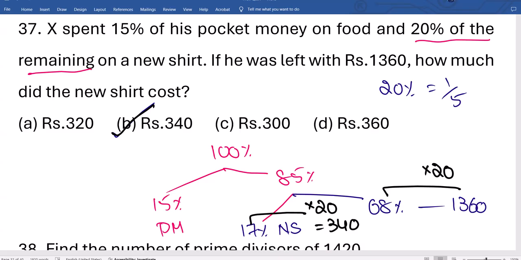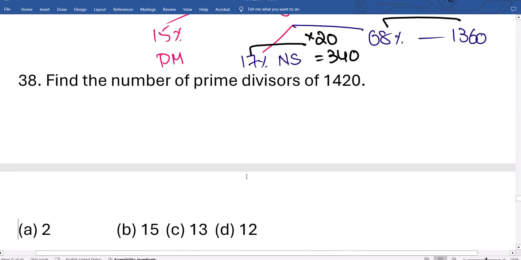Good question, because generally people will search for what the X value is, initially how much, the total money he had. A lot of people will think that, but this question is particularly about the new shirt cost, not total money. The question is not about 100%, it is about 17%. New shirt cost only, not the total amount.